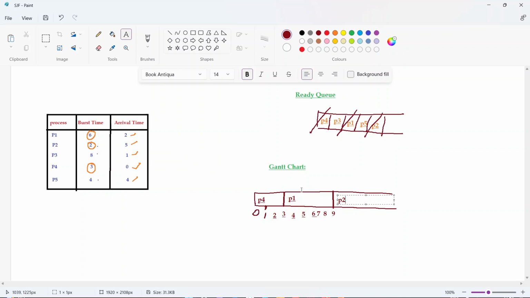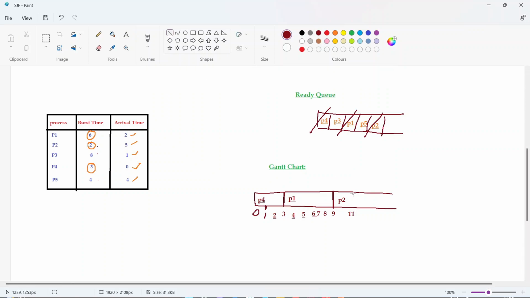P2 requires 2 seconds. So 9 plus 2 is what? 11. So 11 seconds it will execute. Right? So that is what is happening, done. Now P2 is done. Now we have P3 and P5 left. Between P3 and P5, P5 requires less amount of time. So P5 will be selected now for execution.